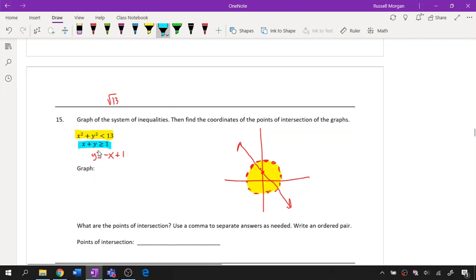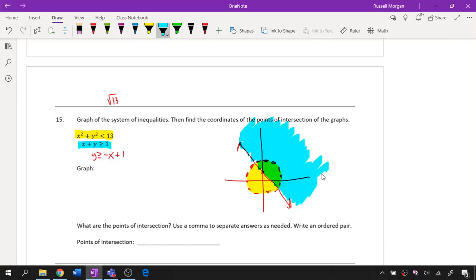Now what about shading? This says y needs to be greater than or equal to this line. So that would actually be above. So I'm going to shade everywhere above the line. Everywhere above the line. Now we have the blue shading and the yellow shading. And you notice where those two things mix together, yellow and blue makes green.